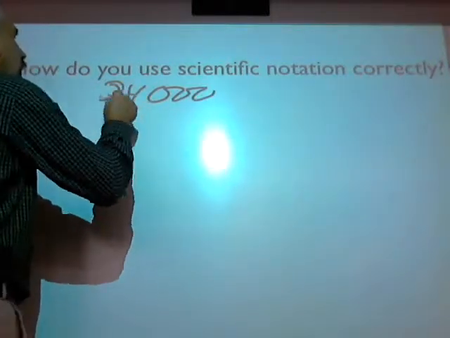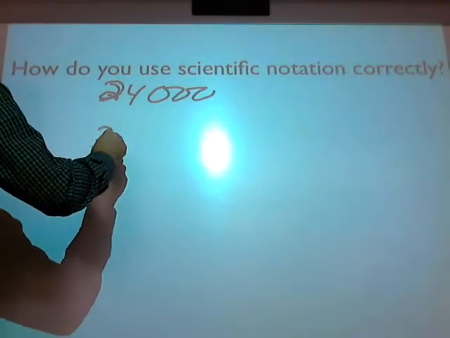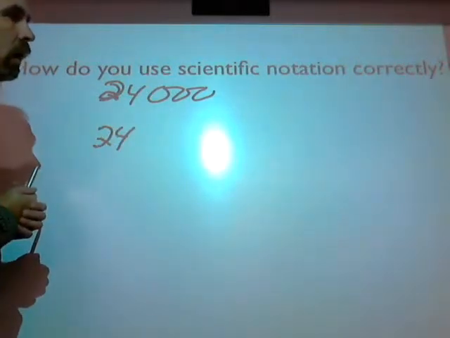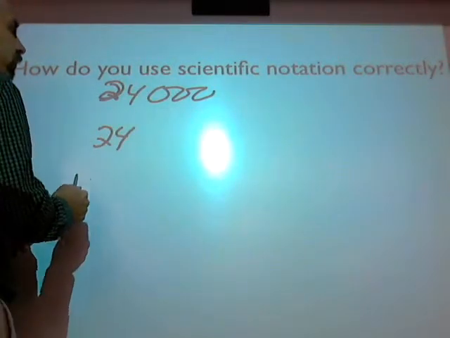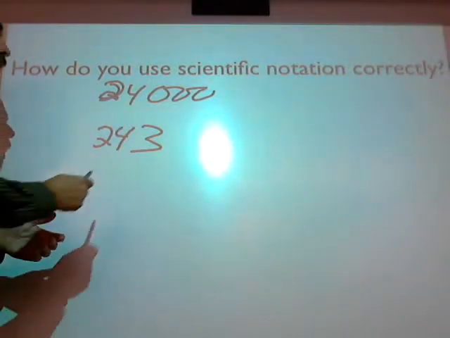Like if I had 24,000, what would that be in scientific notation? Raise your hand, see what you think, because I might get more than one answer for this. 24,000. What would that be in scientific notation? What do you think then? 24 what? 24 to the 3? Small 3.